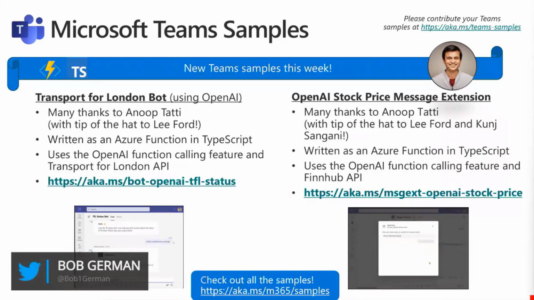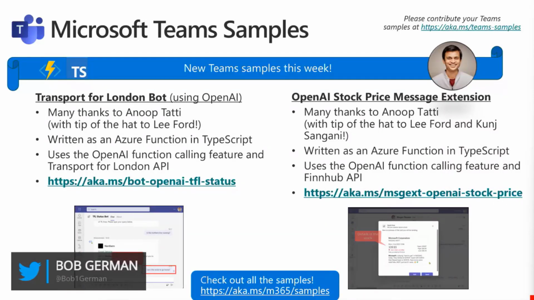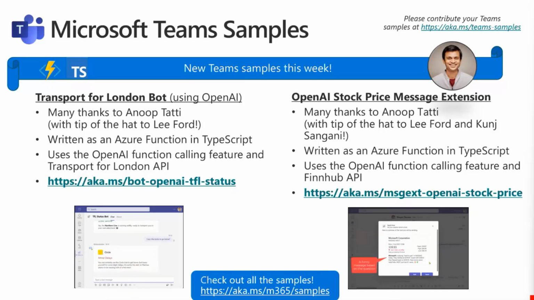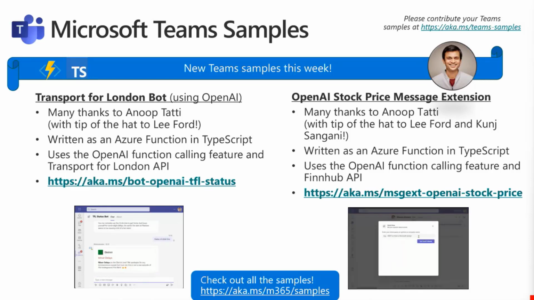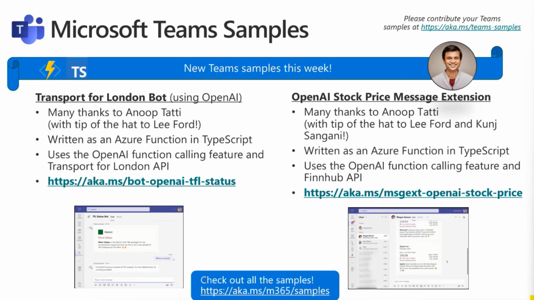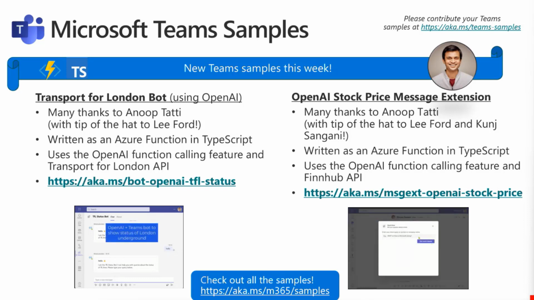So yeah, this week I want to thank, well, actually, I'm starting to see a bit of an uptick in contributions, which is great. The 2 that I just merged this week are actually both from Anoop Tati, and I want to thank Anoop for that. What they have in common is that they both use OpenAI, and they both actually use the OpenAI function calling feature. One of them shows and reveals data about the London transportation system, and the other one about stock prices using the Finnhub API. So these are really cool.